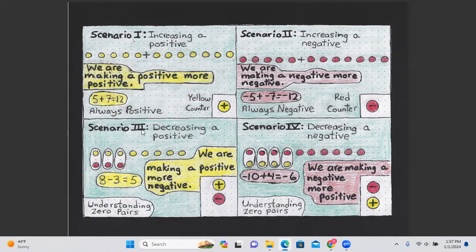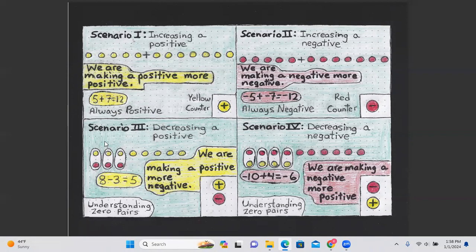And in scenario 3, we are decreasing a positive. And so we started out with 8 positive counters, 1, 2, 3, 4, 5, 6, 7, 8. And then we're going to take away 3 by using red counters to indicate negative. And when you compare them with a positive counter, they form a 0 pair and they cancel each other out. And so we have 3 negative counters here that we're going to pair with 3 positive counters up here. And as you can see, they form a 0 pair, just leaving 5 remaining, 1, 2, 3, 4, 5.